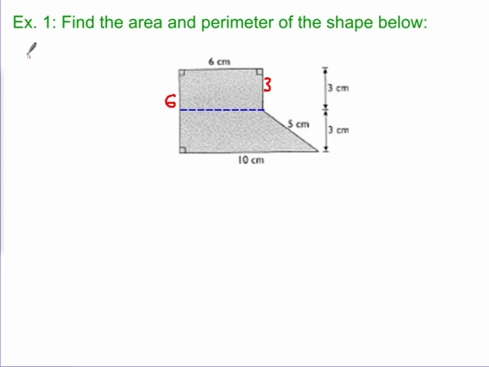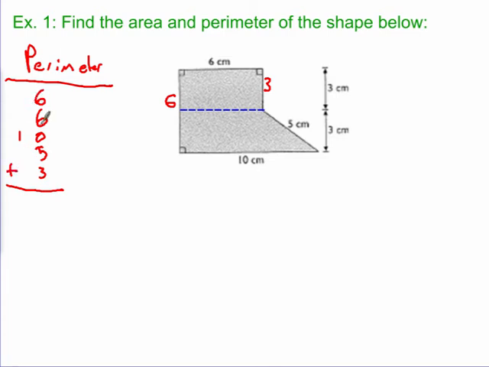So to find the perimeter, I'm just going to add everything up. 6 plus 6 plus 10 plus 5 plus 3. All right, so if I add all those up, 6 plus 6, that's 12, plus 10 is 22, plus 5 is 27, plus 3 is 30. So the perimeter is just 30 centimeters.